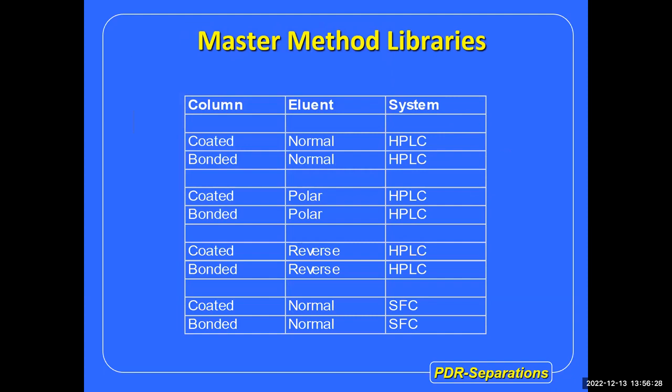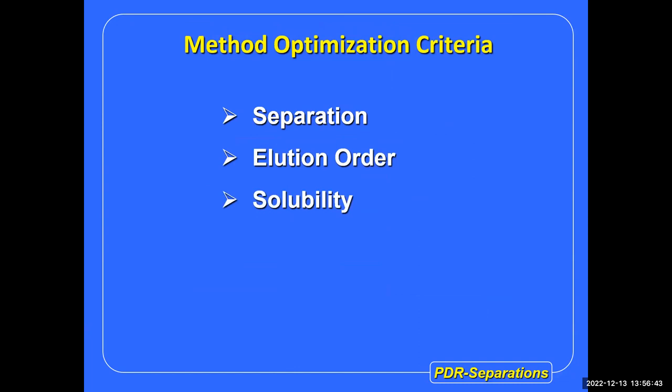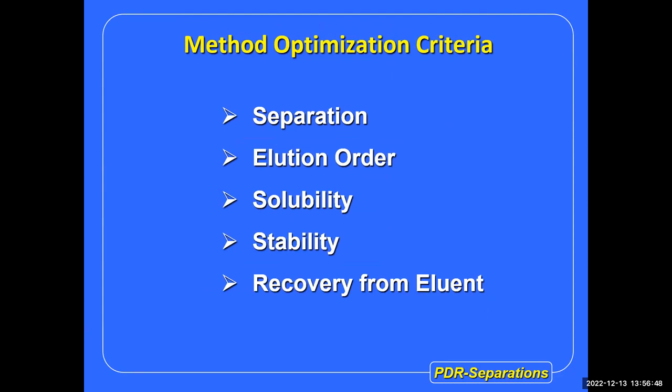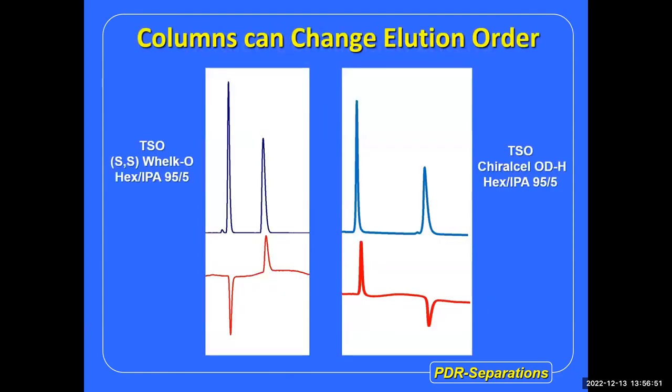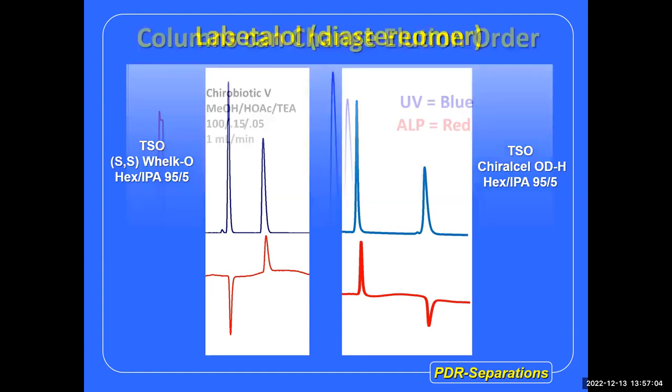It depends a little bit on the kind of eluent you're going to be using: normal, polar, reverse, normal phase, SFC, etc. For method optimization, obviously you need separation, but elution order is very important. Solubility is extremely important. Stability is important, and recovery from the eluent is very important. Here's an example of how you can change the elution order with different columns. On the left, you see a Welco. On the right, an ODH, same solvents in each case.